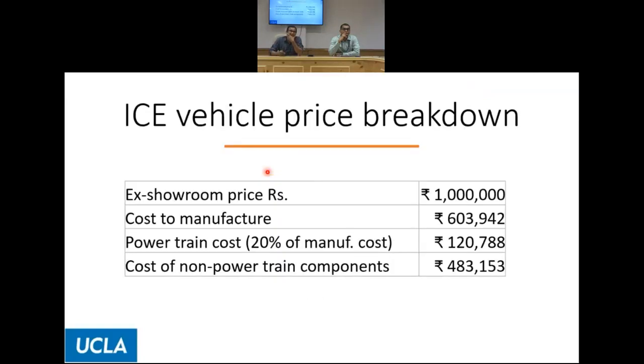Here is an assumption. This is a breakdown. For the ICE, internal combustion engine vehicle, I assume a generic car that sells for 10 lakhs. If you take out the GST, which is 28% plus a 17% cess, or 15% cess above a certain price range, 8 or 9 lakhs if it goes into the luxury segment, and you take away the dealer margin of 5% and an OEM margin of 9% or 10%, you get down to what it takes to manufacture the car, which comes to around 6 lakhs. So in a 10 lakh showroom price, around 6 lakhs, give or take. If you say the powertrain cost is 20%, that's around 1.2 lakhs worth of components. The non-powertrain components are around 4.8 or 4.5 lakhs, give or take.